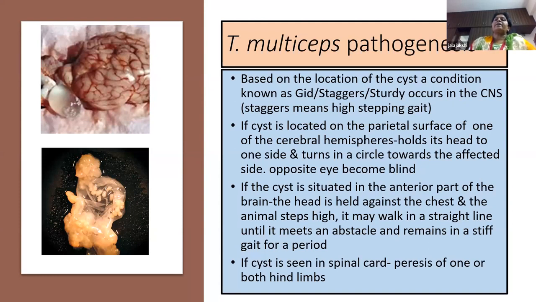If the cyst is located in the cerebellum, then the sheep shows hyperesthetic movements and a jerky and staggering gait. If the cyst is located in the spinal cord, then the sheep shows progressive paresis of one or both hind limbs. If the cyst is located on the surface of the brain, then the skull undergoes pressure atrophy, and perforation of the skull will be seen.